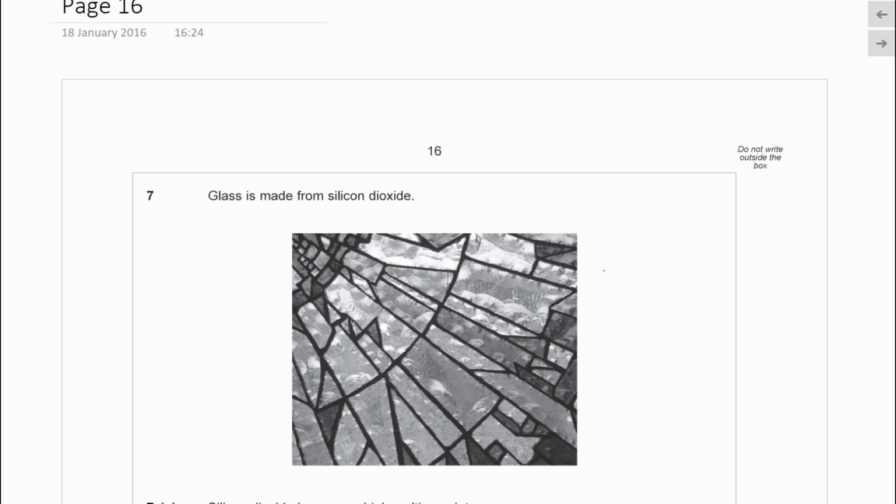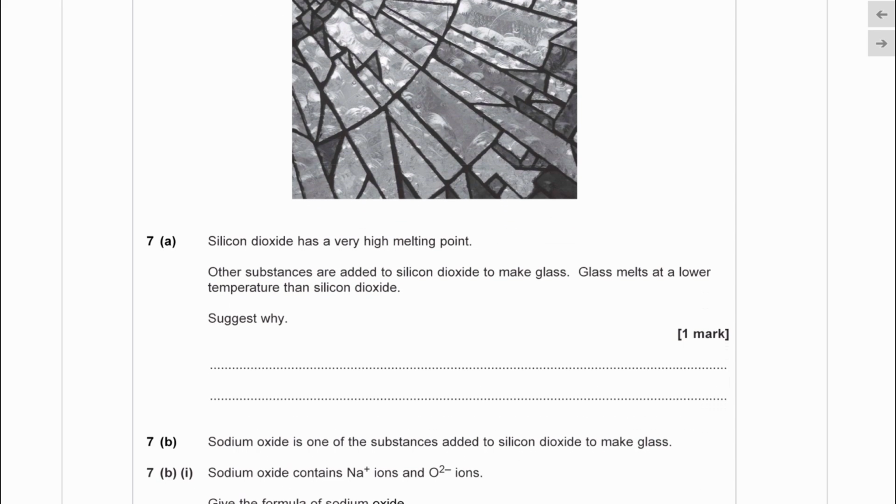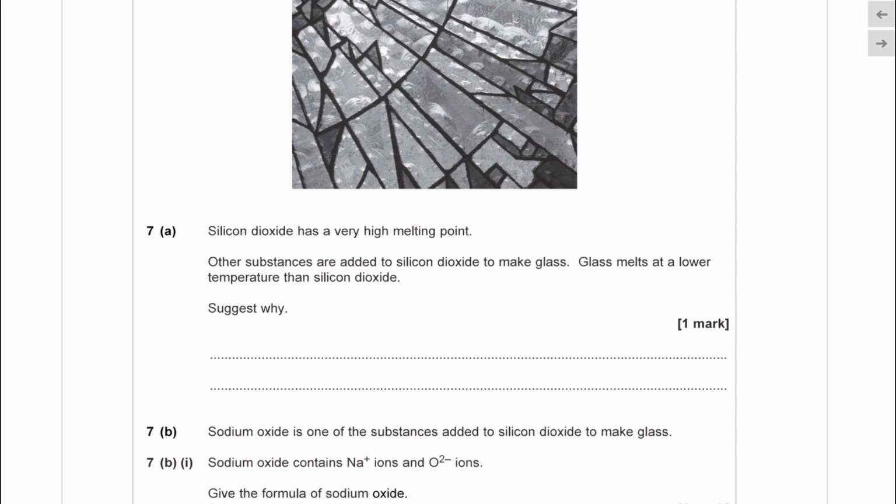It says that glass is made from silicon dioxide. 7a says that silicon dioxide has a very high melting point. Other substances are added to silicon dioxide to make glass. Glass melts at a lower temperature than silicon dioxide. Suggest why. There are a few things we can say here, but the main thing is that silicon dioxide is a large, giant covalent structure. However, if we add other substances, that means that structure has been disrupted.